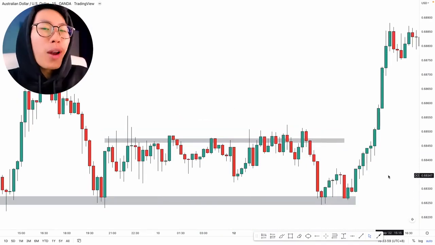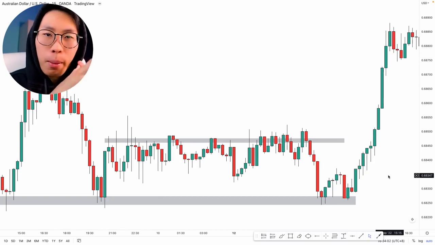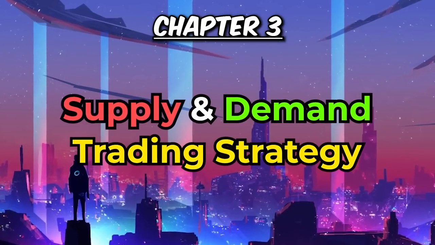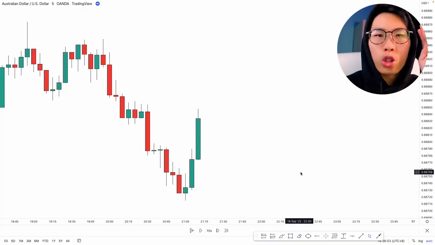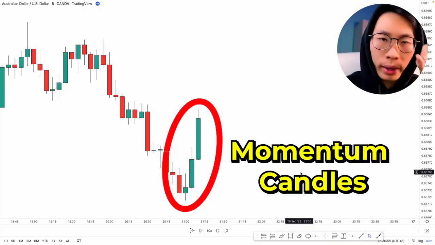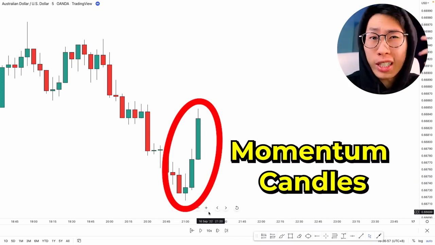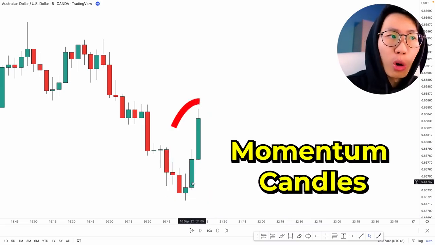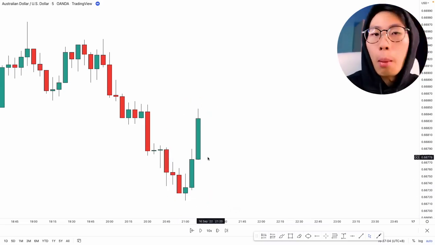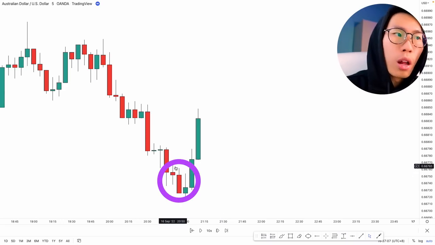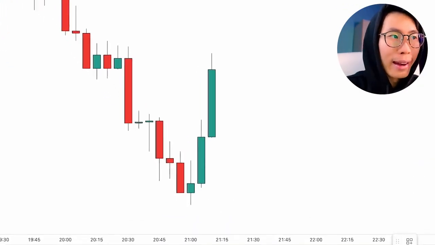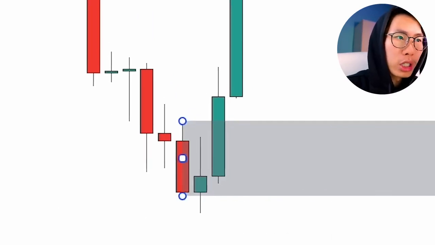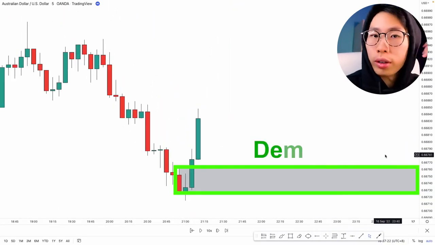Now that we have understood how to identify supply and demand zones, we have to know how to trade them. So right here, I have spotted 3 green momentum candles, which means that the demand zone is somewhere right around here. After I spotted these 3 momentum candles, I'll be looking at the previous candle before this up move formed, which is this red candle right here. So I will take my box tool and mark from the high all the way down to the low and drag it to the right just like this. So this is your demand zone.